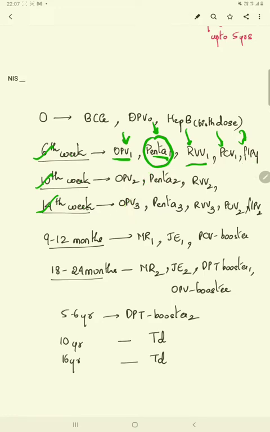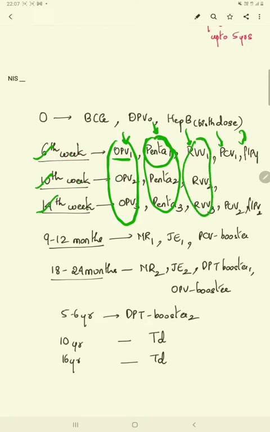But to see as such, it is having 5 things, right? So OPV, pentavalent, rotavirus, the PCV, and the FIPV. Just remember that. So there are 5 things that you have to remember in 6, 10, and 14 weeks. What are those 5 things? Your OPV 1, 2, 3, pentavalent 1, 2, 3, then rotavirus 1, 2, 3.